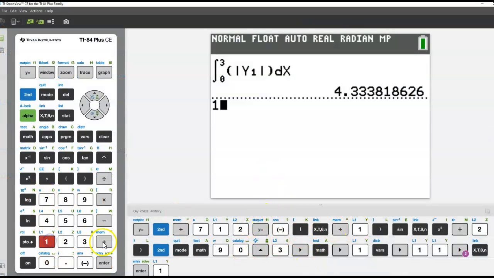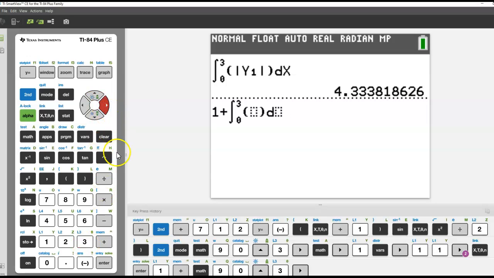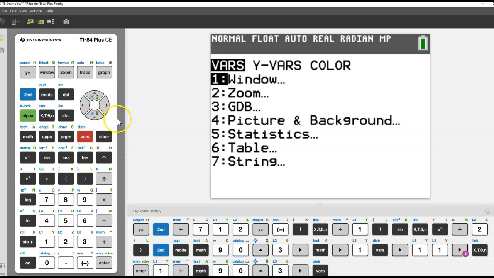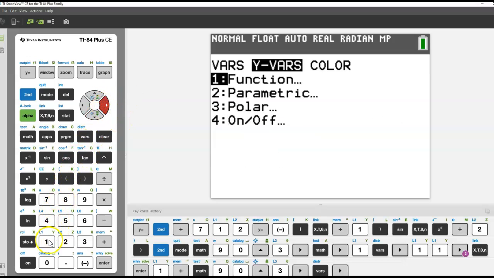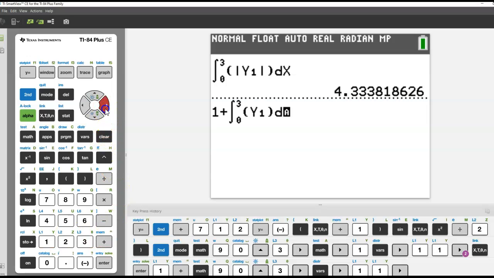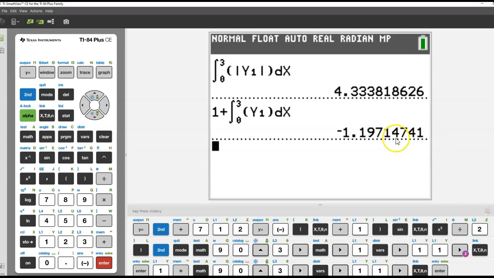So here we go. 1 plus the integral from 0 to 3. This time we're not doing absolute value because we're doing displacement. We're not doing distance. So we're just going to put the y function in there now, without absolute value. And that'll tell us where the object lands. So after 3 seconds, the object was at 1, but now it's at negative 1.197. Round to the thousandths place. Okay, so that's that.